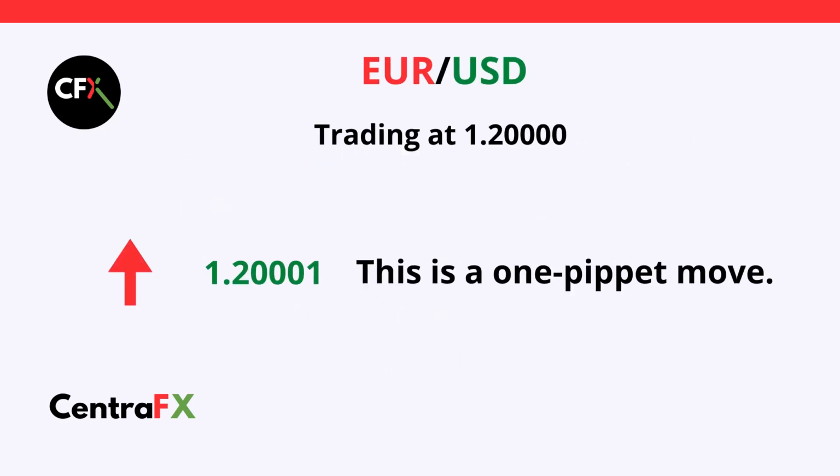For example, if you are trading a Euro USD currency pair and it moves from 1.20000 to 1.20001, that's a 1 pipette move. It's like having a finer measurement scale for price changes, especially when you need more accuracy.